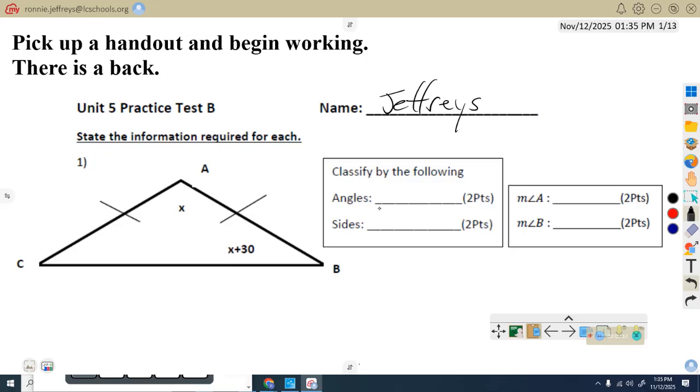So can we classify number 1 by its angles as is? The fact that nobody is saying anything is very sad. And that is a no. We can classify it by its sides right now because this is isosceles. That means these two angles are congruent. So we would set it up like this.